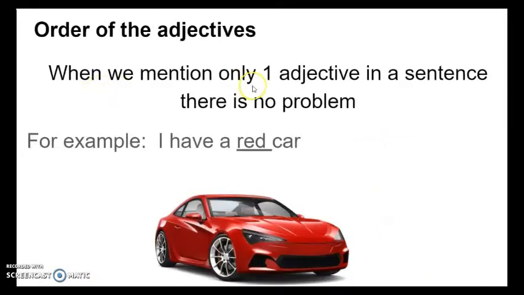So when we mention only one adjective in a sentence, well, we don't have any problems. For example, when we say, I have a red car, the only characteristic that we are mentioning in this sentence is red. So we just say, I have a red car. We have no problem at all.